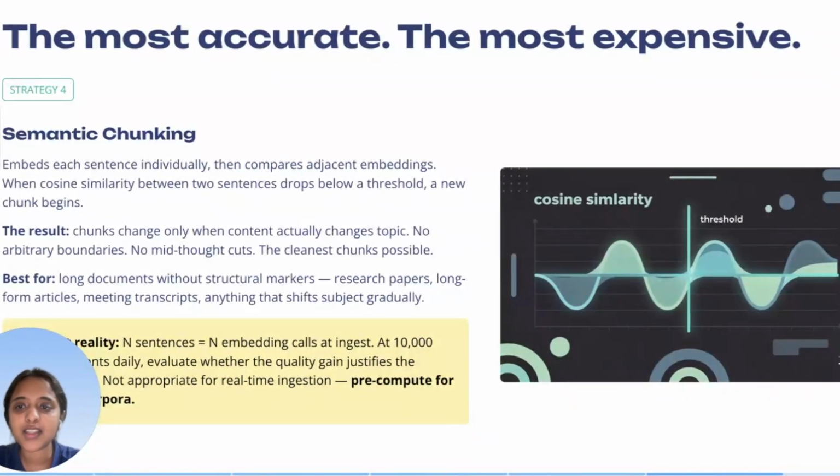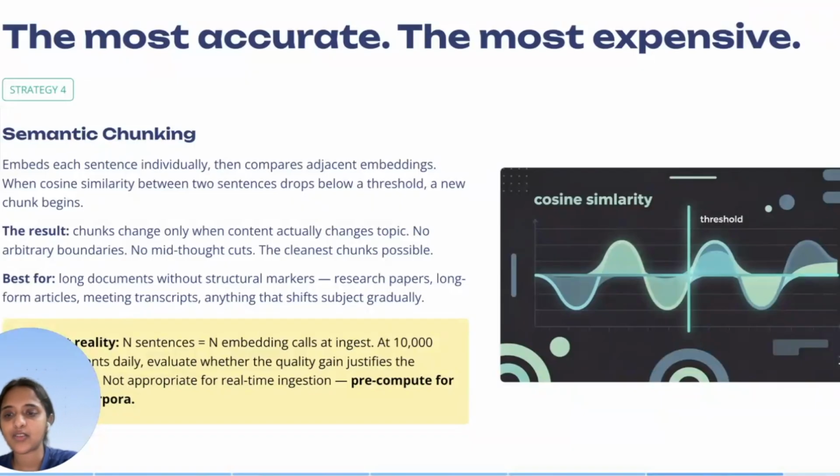The most accurate way of chunking is semantic chunking. So the logic here is we are going to calculate cosine similarities between the vectors or the embeddings. Whenever the cosine similarity drops beyond a certain threshold, the chunk is broken there. So all the relevant pieces of information have similar cosine similarity, so they would be together. Whenever that drops below a certain threshold, the next chunk starts from there. So the chunks change only when the content actually changes the topic. There are no arbitrary boundaries, so there are no mid-thought cuts.